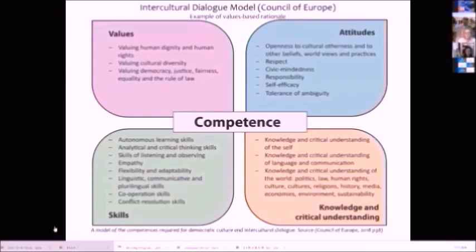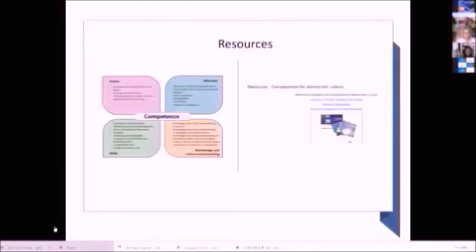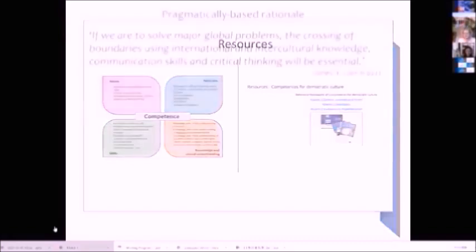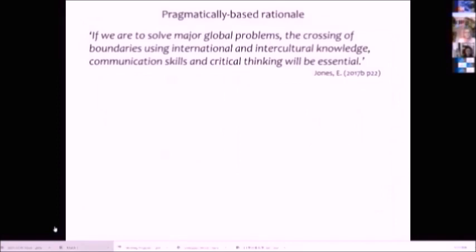I don't have time to talk about that in detail, but if you look at the next slide, the references there are easily accessible, and there's lots of useful information there. The next slide shows us that the pragmatically based rationale is focusing around global problems and the need to cross those boundaries to develop international and intercultural knowledge, and that we need communication skills to allow that to happen. So this is why we need to think about curriculum internationalization.